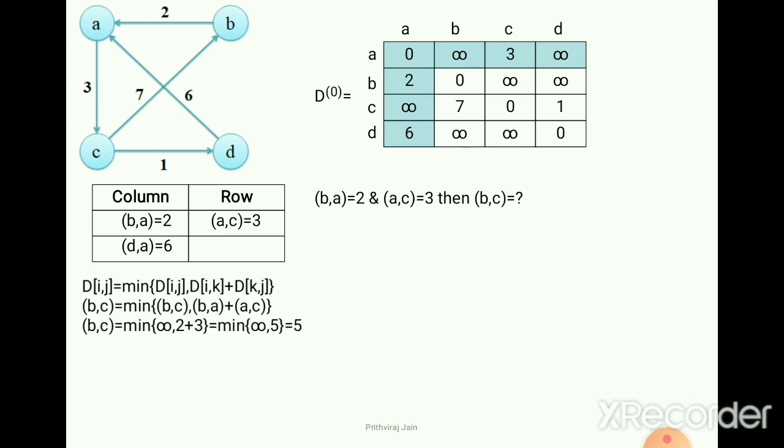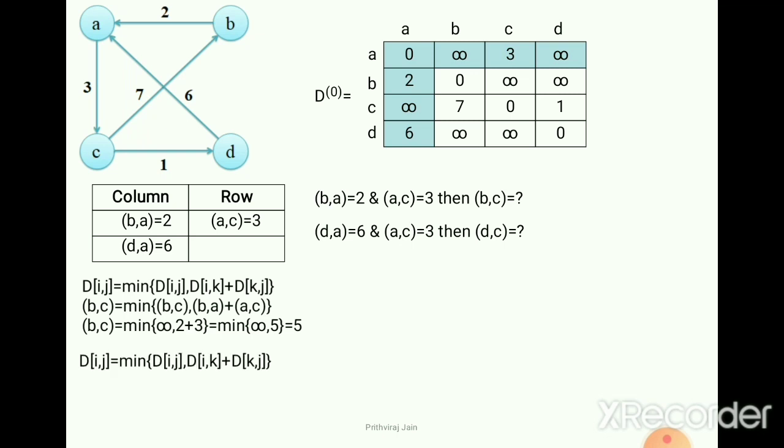B, C is equal to minimum of, now the distance of B, C in the matrix is infinity, distance of B, A is 2 plus distance of A, C which is 3. That means minimum of infinity, 5. So the minimum value compared with infinity and 5 is 5. So we got the new distance as 5. The second pair D, A is equal to 6 and A, C is equal to 3. Then the distance from D to C.